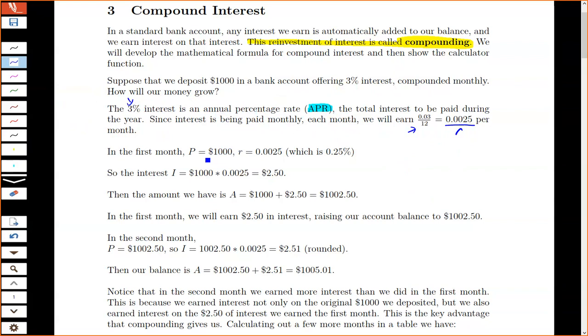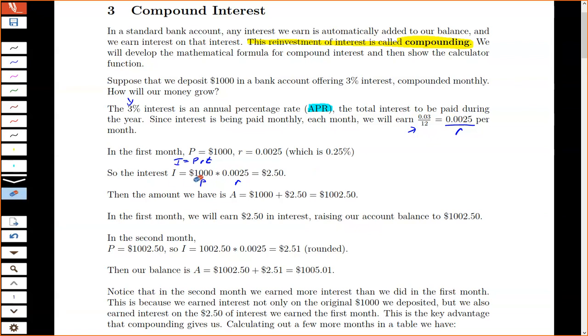So in the first month, we've deposited $1,000. Our interest rate R is 0.0025. So if I want to compute how much interest, I can use my simple interest formula, I equals PRT. Here's my P, here's my R. And because I converted this to a monthly rate, my time is just 1 month. So my units already match up. I don't need to worry about converting them over.